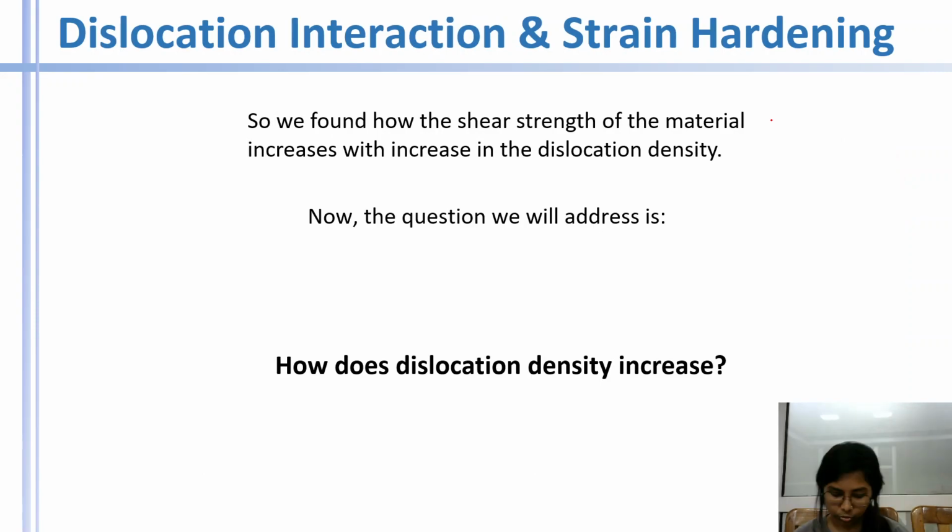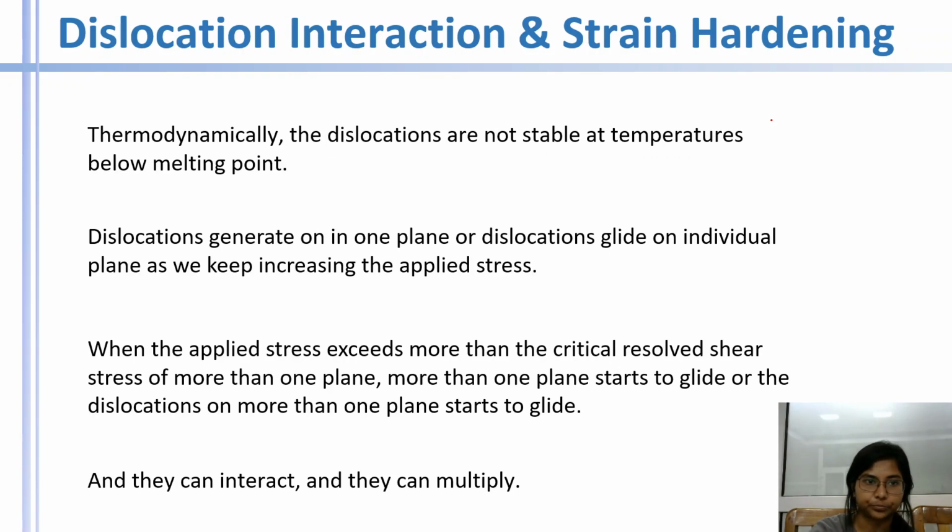So in the dislocation interaction and strain hardening, now we will answer the question of how the dislocation density increases. Till now what we have found is how the shear strength of the material increases with increase in the dislocation density. Now the question we will address is how does the dislocation density increase?